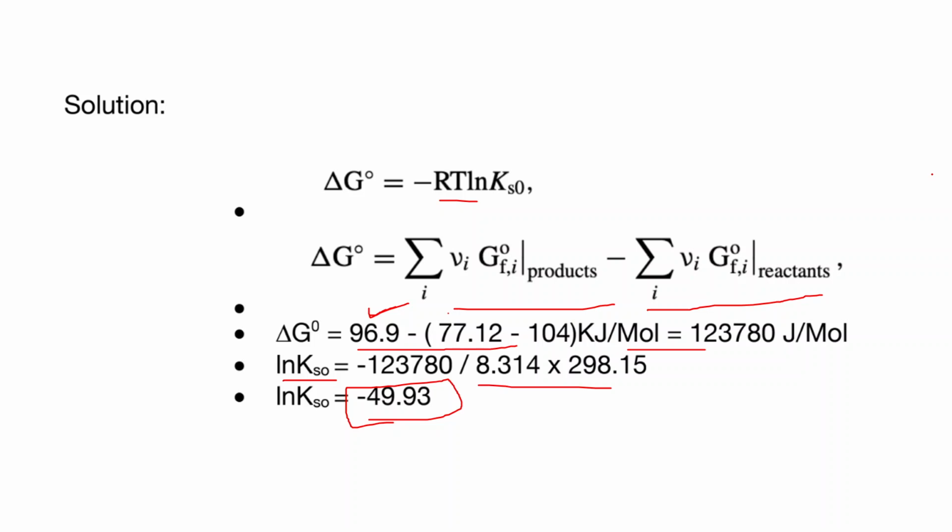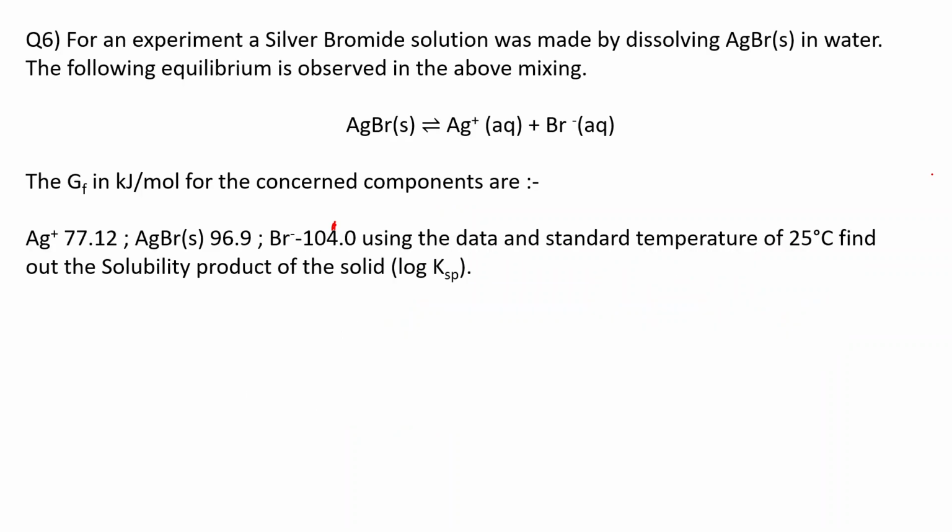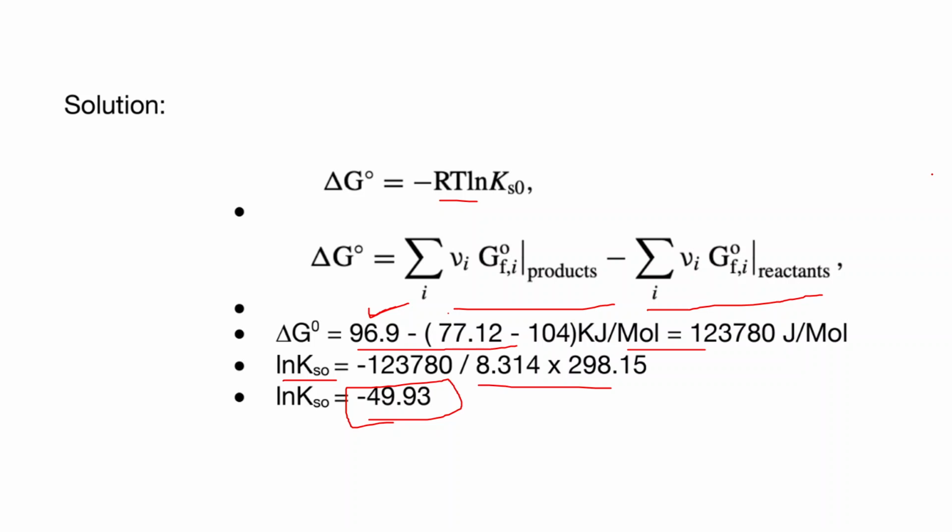Then ln K naught is equal to the change in Gibbs free energy divided by RT. So R is 8.314 and T will be in Kelvin, right? So 298.15. When nothing is given, we will take this value, 298.15. So ln K naught, this is what we got, minus 49.93.